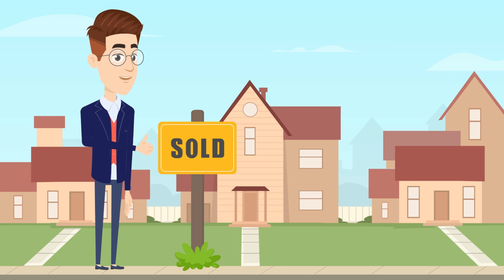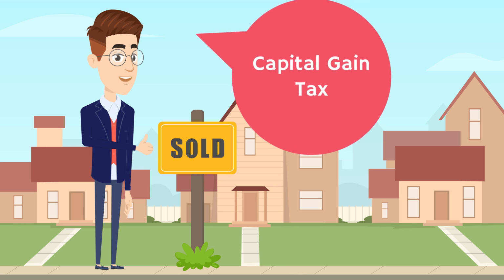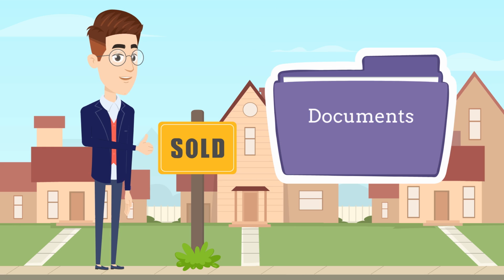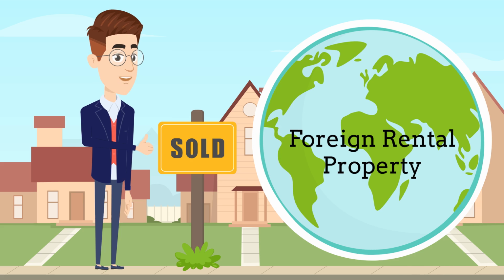It is important to note that the property may be subject to capital gain tax upon sale. Accordingly, you should keep documents relating to the property's initial purchase, and any capital improvements made during the period of ownership. You should also consider the need to obtain advice regarding any CGT discounts or exemptions you might be entitled to when the property is sold. Foreign rental property. If your property is located outside Australia, special rules apply to the deductibility of your rental property expenses, so you will need to refer to the rules on foreign income.